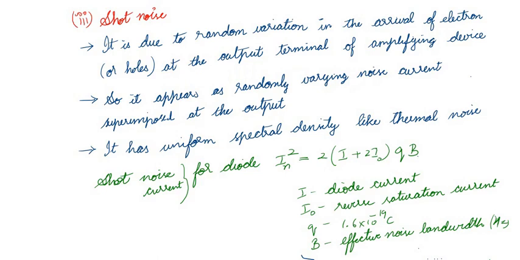Another point to remember is that it has uniform spectral density like thermal noise, and shot noise is defined only for the diode. The shot noise current for the diode is In squared equals 2(I plus 2I0)QB, where I is the diode forward current, I0 is the diode reverse current, which is a constant for any diode, Q is the charge, and B is the effective noise bandwidth. For other devices we use some approximation to solve it. Only for the diode has shot noise been clearly defined.